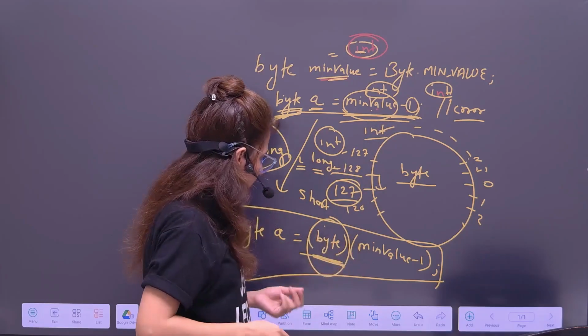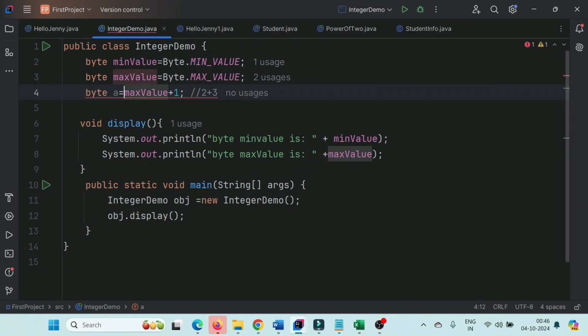Right, let me show you this thing with an example. So to typecast this, we just write here byte and in bracket just put this in bracket. And that's it. It will not give you any error. And now you can simply print this value.